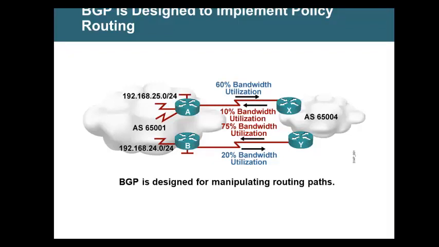From A to go to the internet via X or Y, this is the policy. 60% of bandwidth towards Y should be utilized, whereas towards X only 20%. But for the return traffic, from X it is only 10%, from Y it should be 75%. These are all your policy. You are doing some sort of manual load sharing.